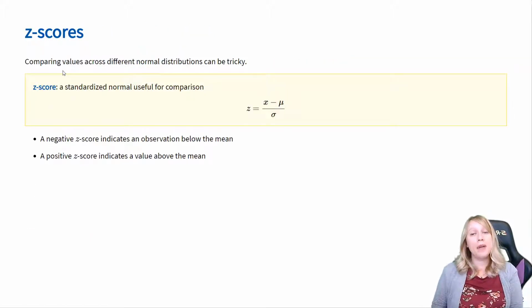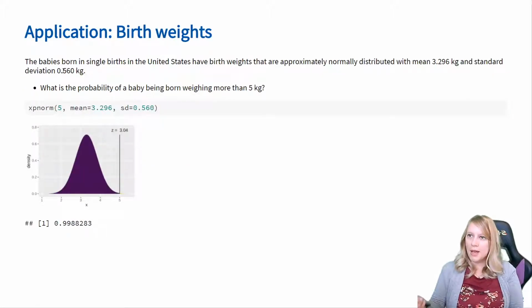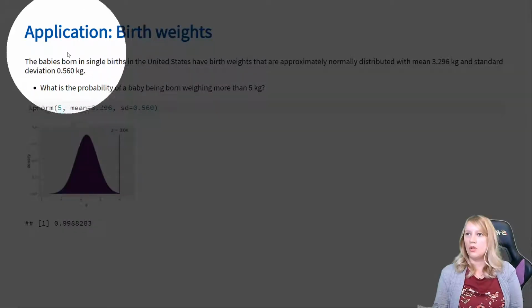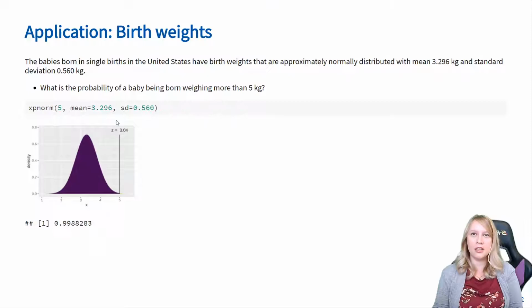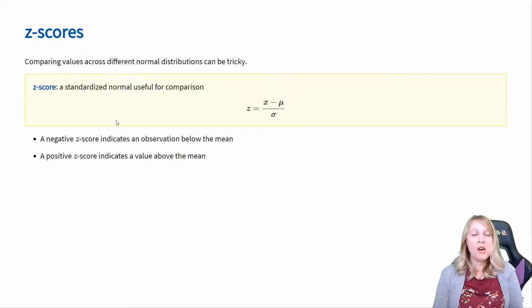Now, in order to compare different values against normal distributions, we might need to use a little bit of algebra. Look back on this plot that's created with the xpnorm. We get a value added here that we haven't really talked about yet, something called a z-score. What is this thing? Well, this z-score is a standardized normal value. So essentially, in order to calculate this z-score, what we're doing is taking the observed value x, we subtract the mean from the normal distribution, mu, and then we divide by the standard deviation, sigma.